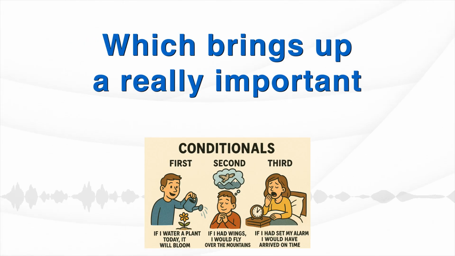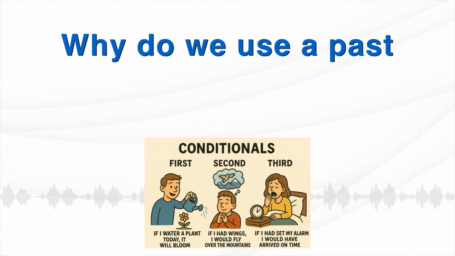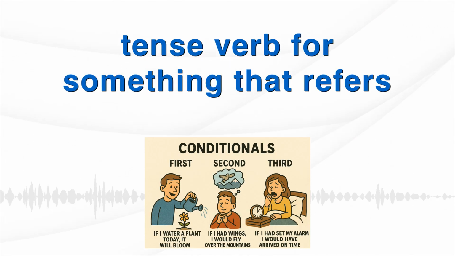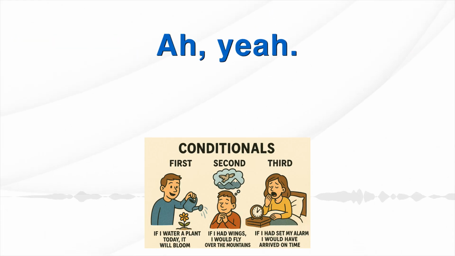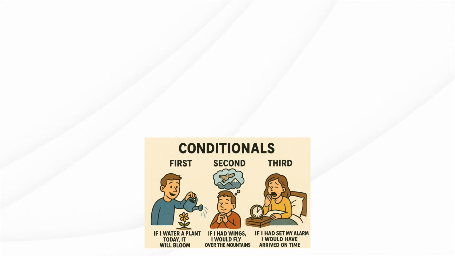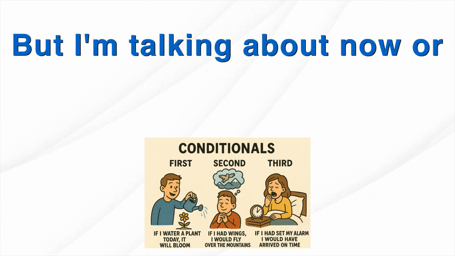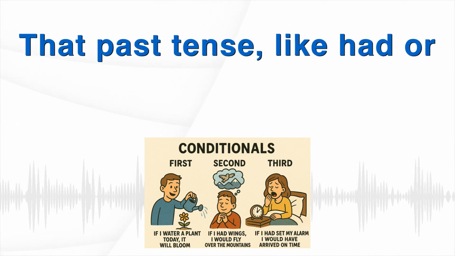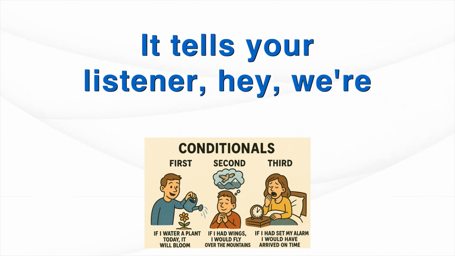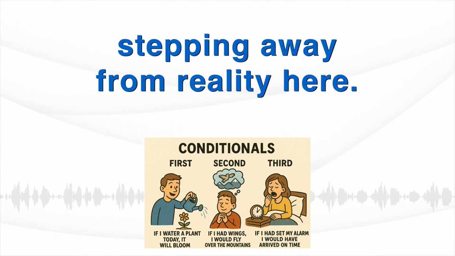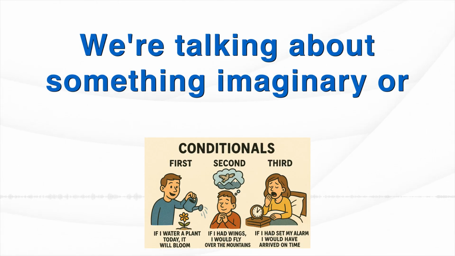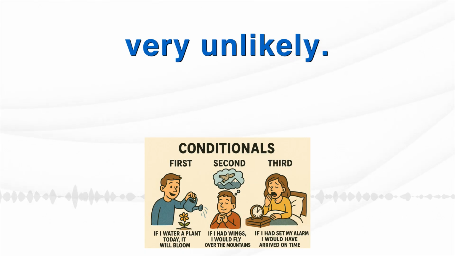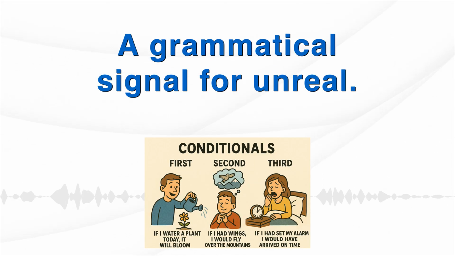Which brings up a really important question. What's that? Why do we use a past tense verb for something that refers to the present or the future? Yeah, that can be confusing. If I had $1 million, but I'm talking about now or the future. Exactly. That past tense, like had or were, it's like a signal. It tells your listener, hey, we're stepping away from reality here. We're talking about something imaginary or very unlikely. Okay, a grammatical signal for unreal.